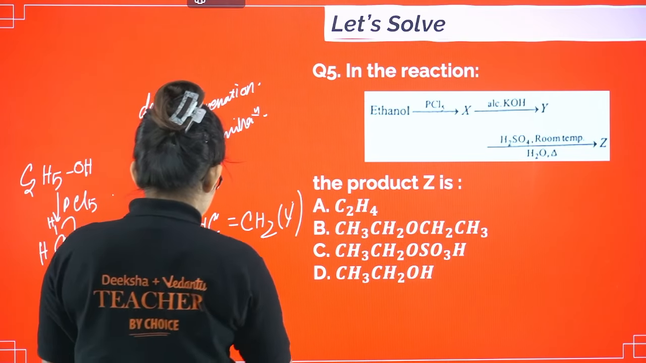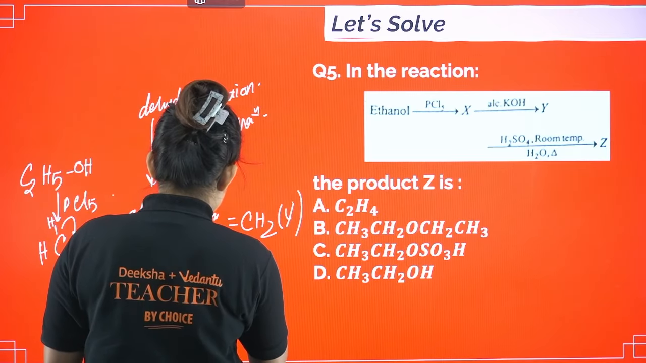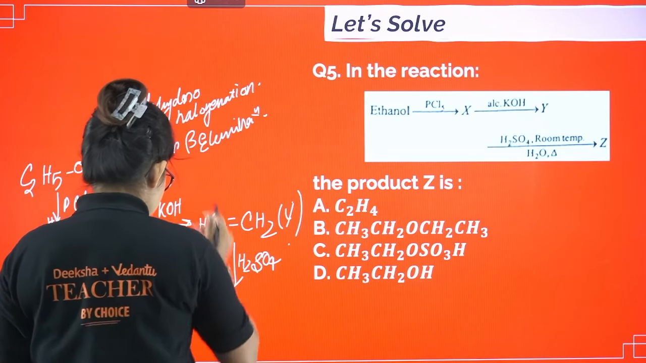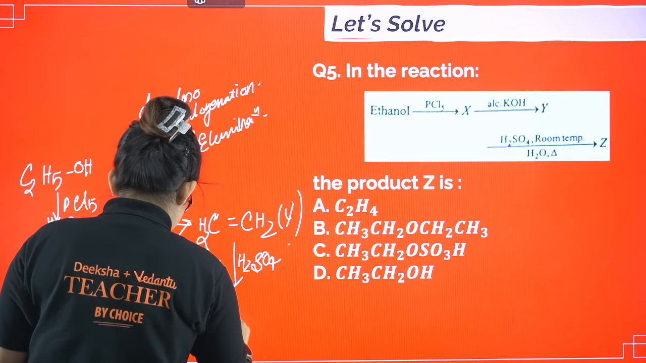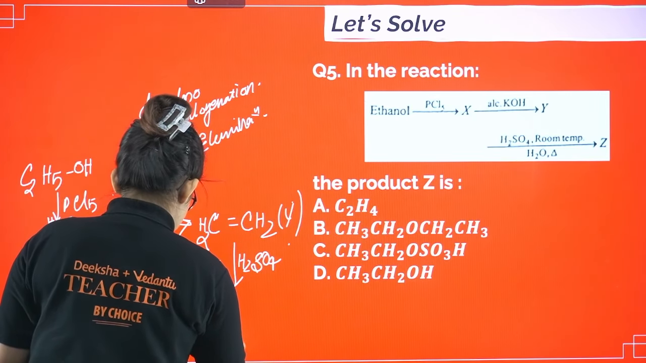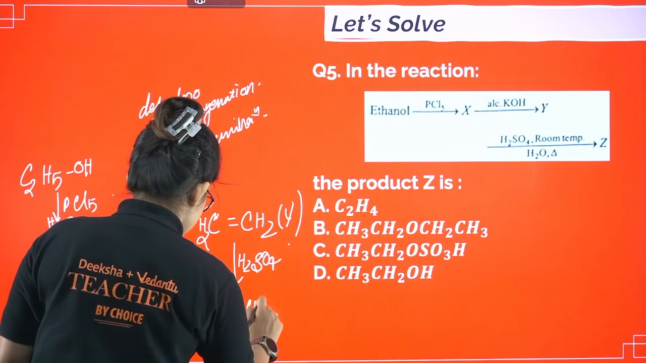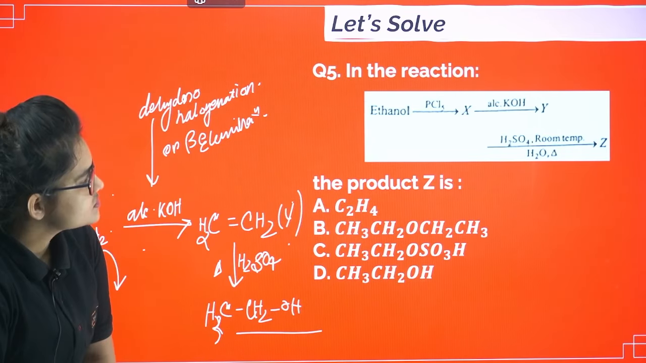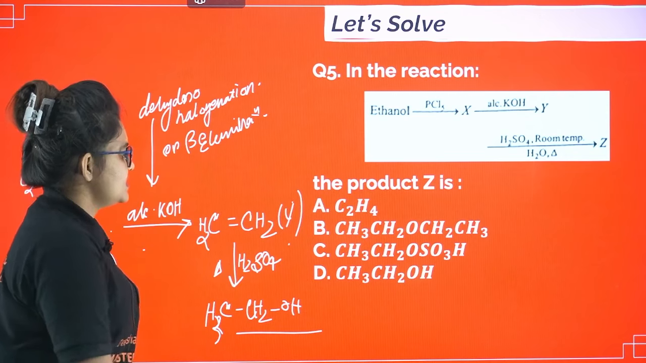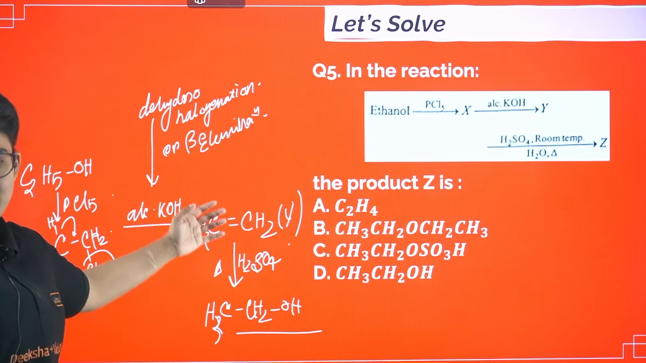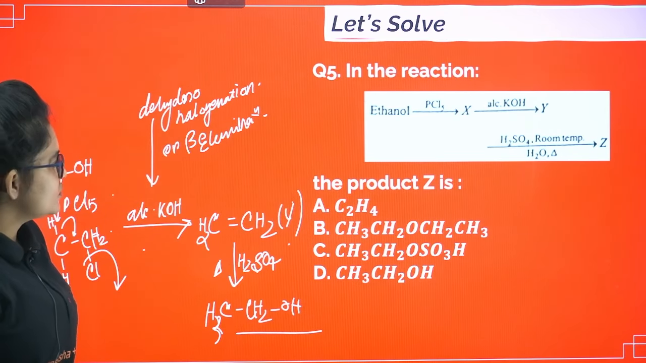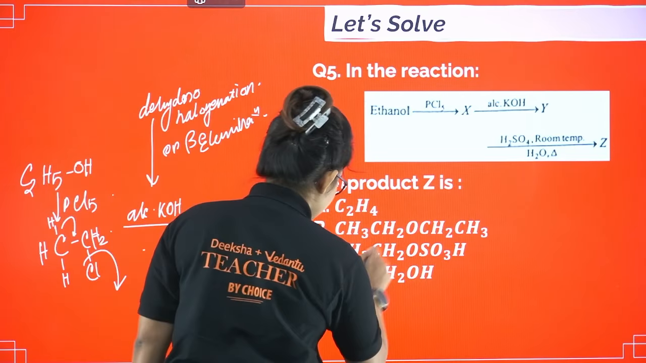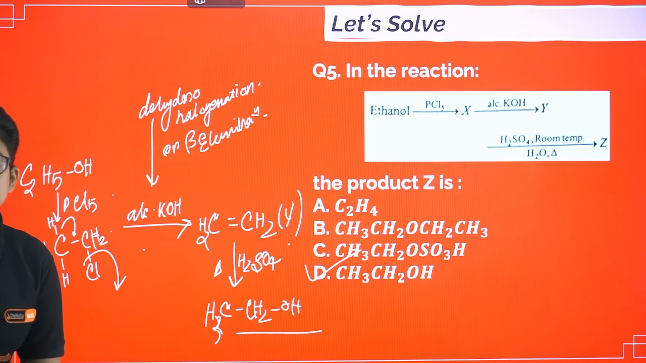Now what you are going to do? Here you are going to give H2SO4. Once you are giving H2SO4, definitely one alcohol group will come. So CH3CH2OH. This is the acid catalyzed hydration reaction from alkene to alcohol. So the product Z is definitely going to be option D. I guess this is clear to you.